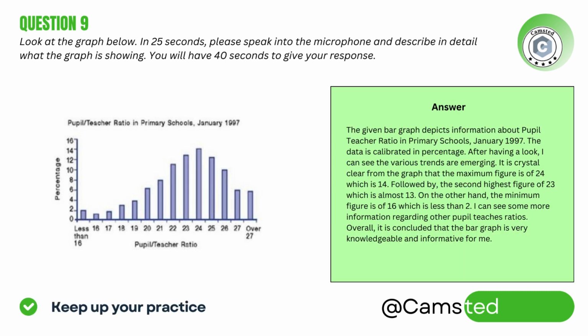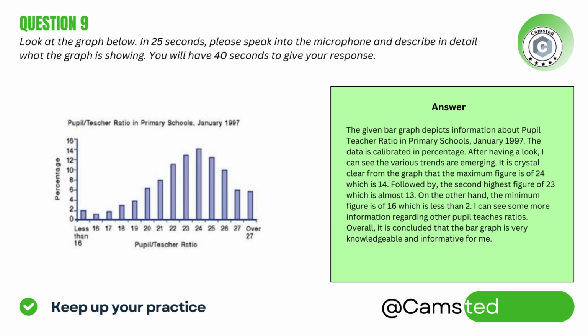The given bar graph depicts information about pupil-teacher ratio in primary schools, January 1997. The data is calibrated in percentage. After having a look, I can see the various trends are emerging. It is crystal clear from the graph that the maximum figure is of 24, which is 14. Followed by the second highest figure of 23, which is almost 13.